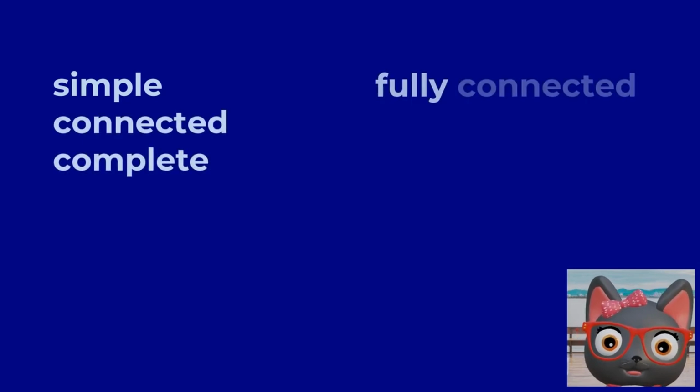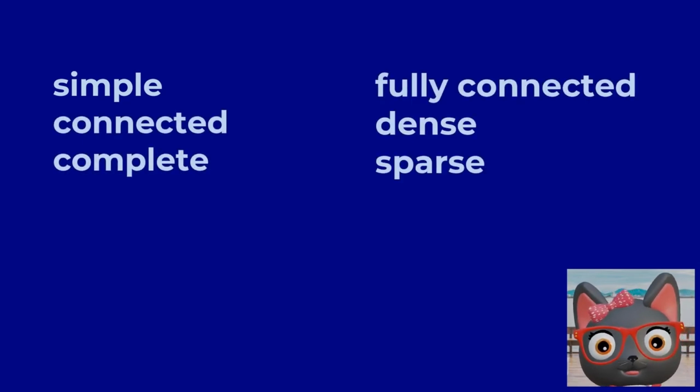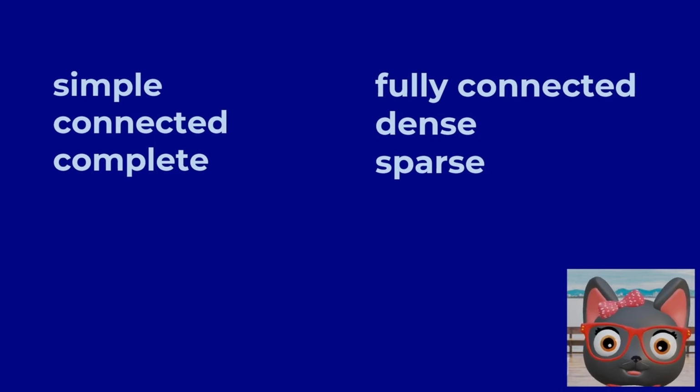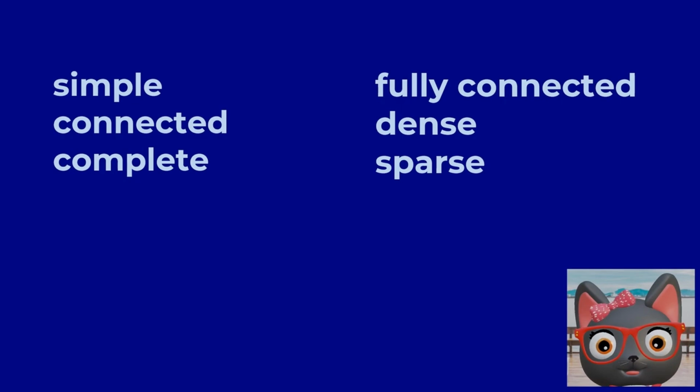Here are the terms we covered today: simple, connected, complete, fully connected, dense, sparse. Make sure to review these terms and stay tuned for our next video on graph representations in computer programs.